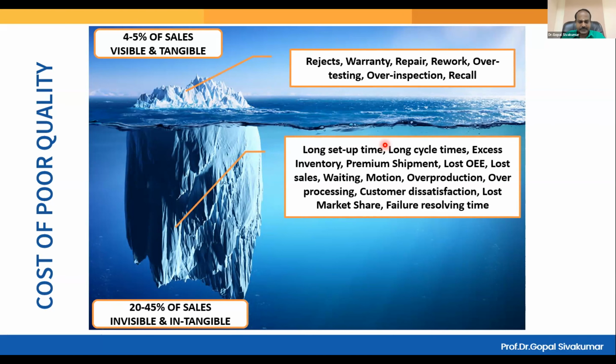First, availability is 90%. Performance is 80%. Quality is also 80%. So 0.9 multiplied by 0.8, again multiplied by 0.8. Now what is the number you are getting? You multiply the three numbers. 57.6%. That is your OEE.